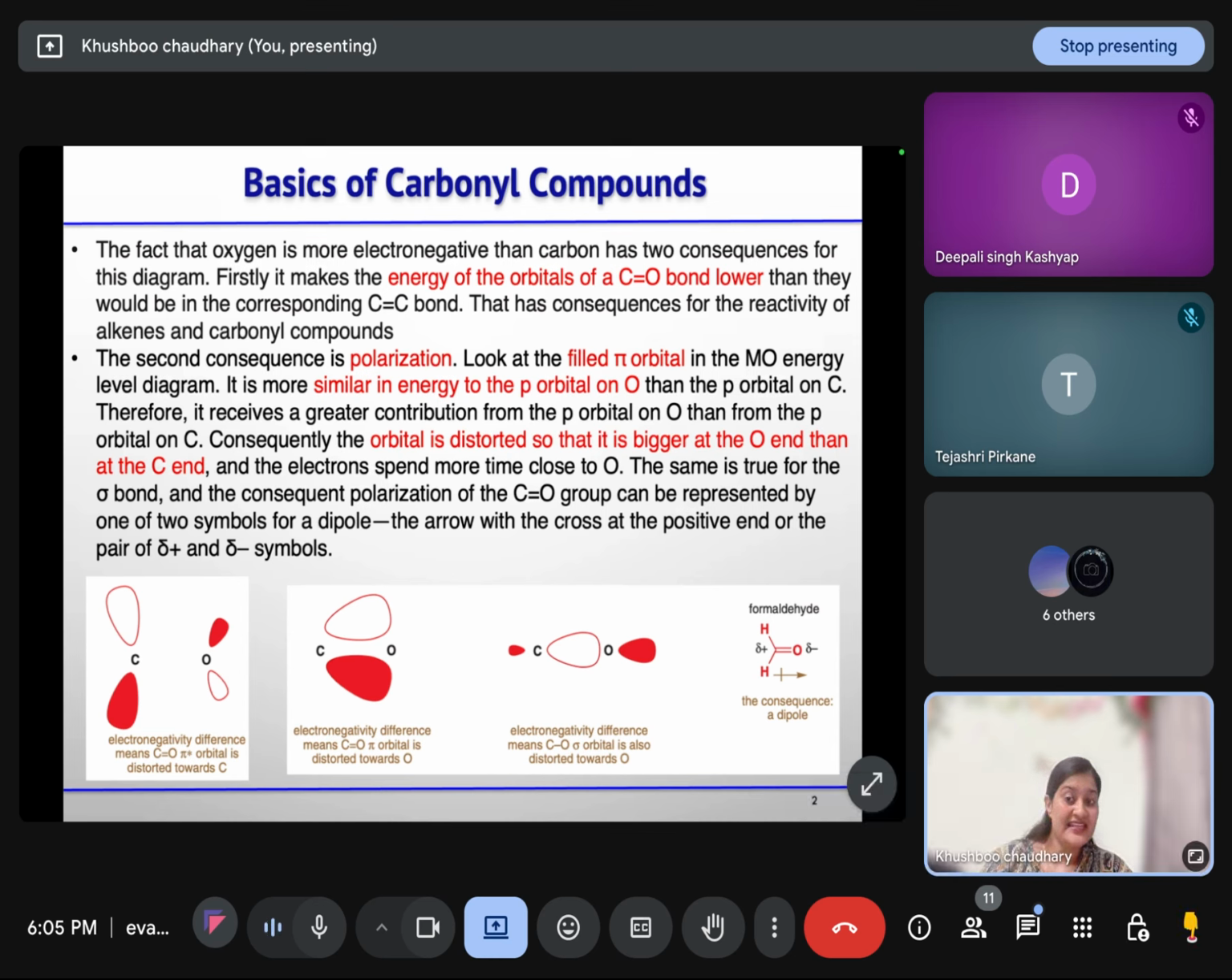Everyone, is my screen visible? Yes, ma'am. Okay, maybe you can reconnect.